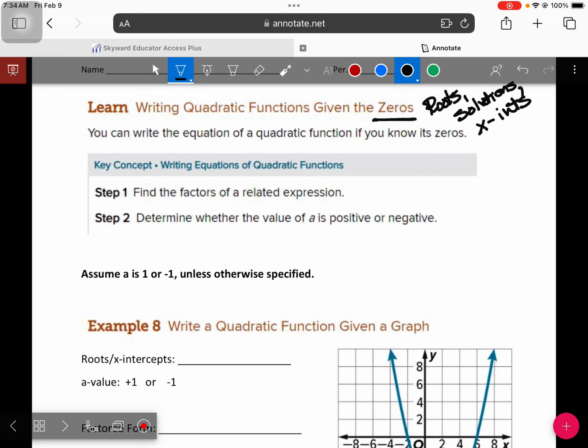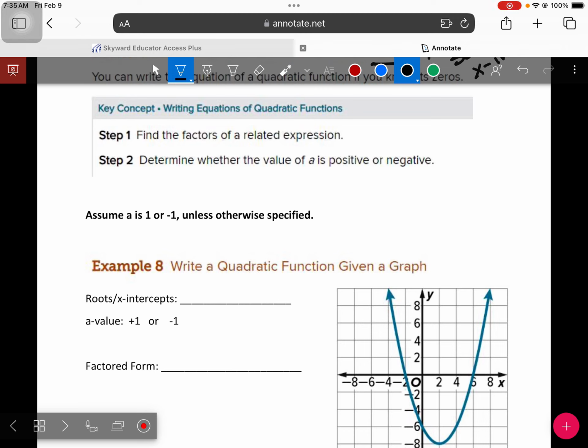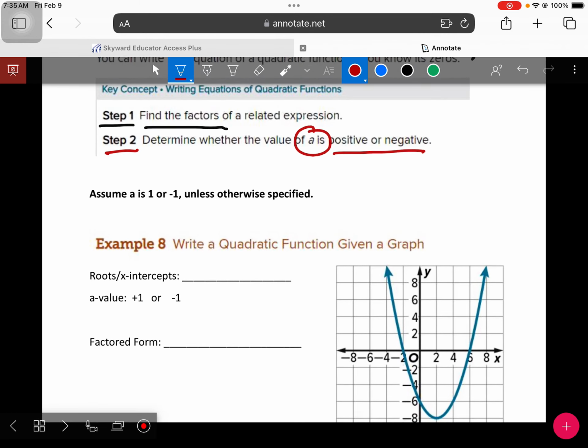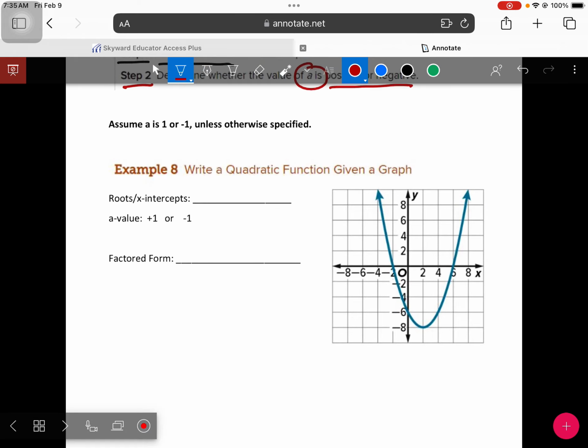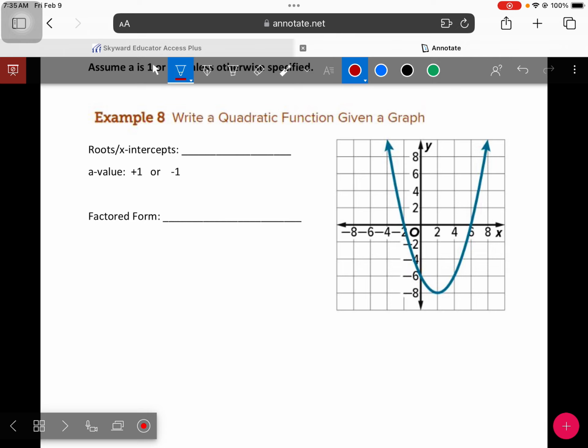Okay? So you can write the equation of a quadratic function if you know its zeros. You find the factors. Okay, that's step 1. Find the factors. Determine whether the value of a is positive or negative. And it says assume a is 1 or negative 1 unless otherwise specified. All right. We're already down to the bottom of the half page.